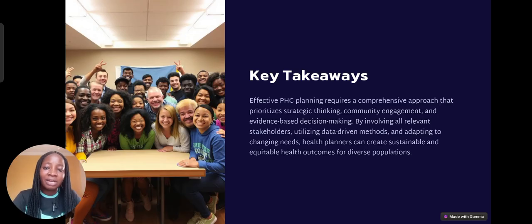Gather relevant data to be able to implement effectively by involving all relevant stakeholders, the community members, the healthcare workers, the workforce, and the politicians, policy people in the ministry and all that. Utilizing data-driven methods and adapting to changing needs, health planners can create sustainable and equitable health outcomes for a diverse population, including the rural and urban population.